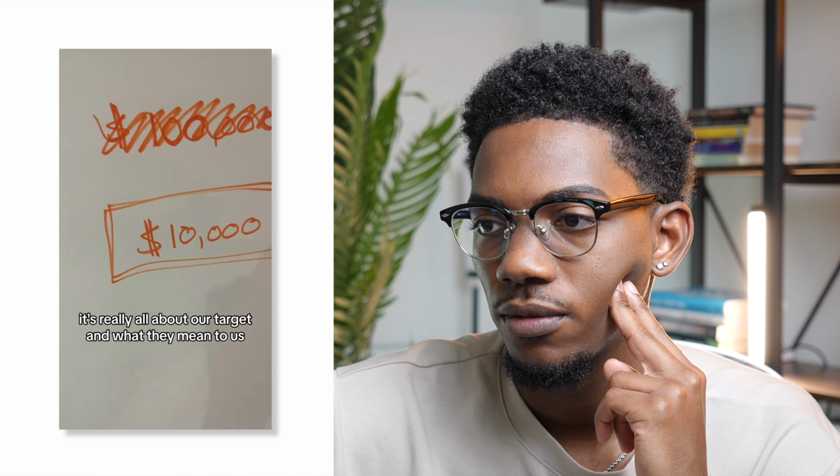Next video. Okay, this is a trick that a multi-millionaire taught me that I just want to pass on to you. What it was designed for is to help people go from $1 million a year to 10 million bucks a year. And I found it extremely helpful, even to help me go from 0 to my first million. It's really all about our targets and what they mean to us.